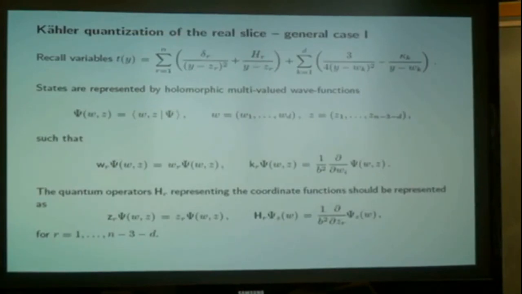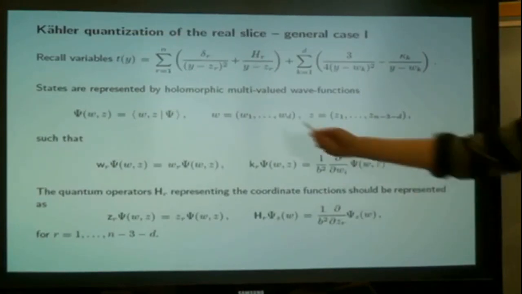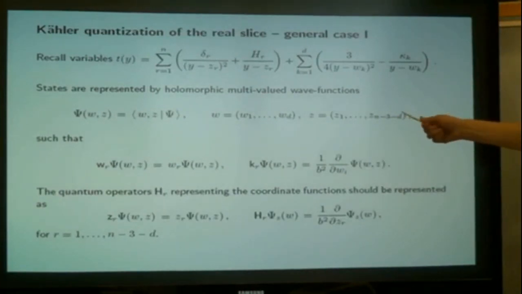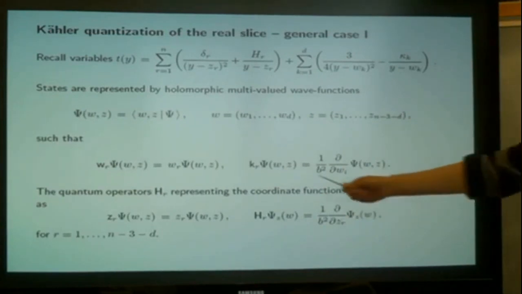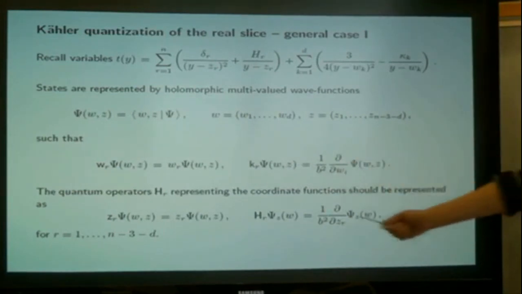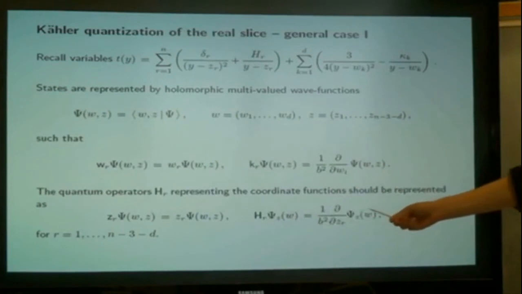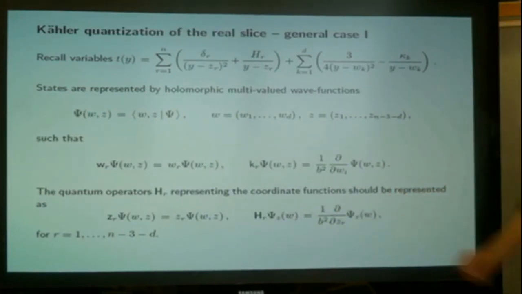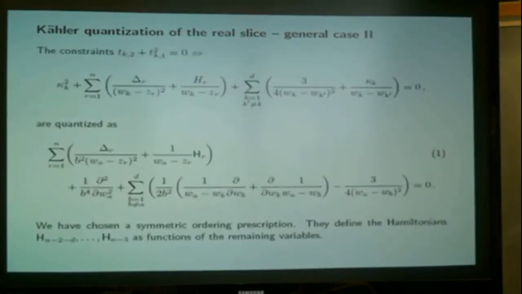In the general mixed case, I have W's as basic variables, and I complement these with a set of remaining Z's, and I have the corresponding conjugate variables, which are K's, which I now make differentiation operators, and a certain set of H's, which I also make differentiation operators with respect to these Z variables. That is just canonical quantization coming from the Poisson structure that I have in terms of these variables.